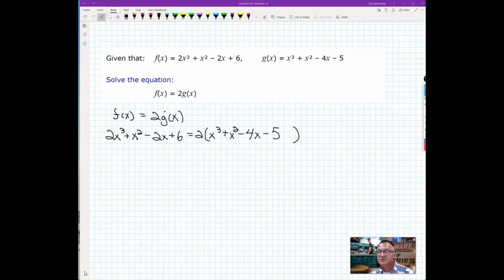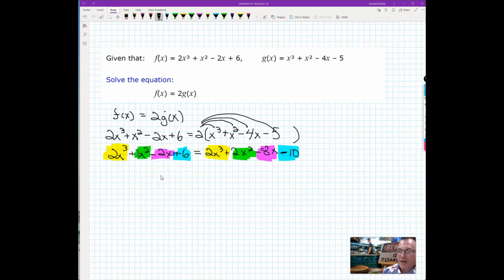So I went ahead and I substituted in the expression for each one of those functions. Okay, next I'm going to distribute the 2 through function g. All right, so we've got it distributed and I color-coded the like terms. So now I'm going to move all the terms to either the right or all the terms to the left so that I have the terms on one side and 0 on the other, and then I can solve it.